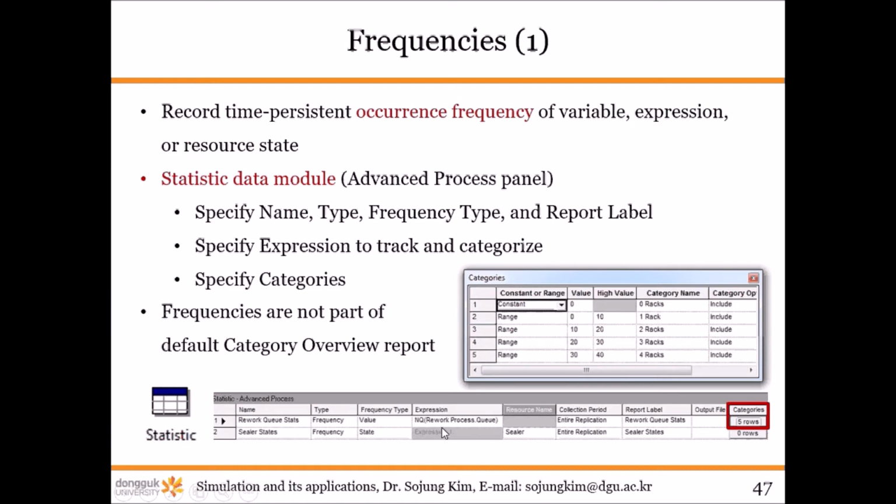Rework process queue dot q. So that's why. And then if you choose a category, you can specify the range. So start from 0, 0 to 10, 10 to 20, 20 to 30, 30 to 40, okay? Because each rework can have 10 items, right? So that's why. So 0 rework, 1 rework, 2 rework, 3 rework, 4 rework is the category name. And then based on this category, it will check the frequency, okay? So this statistic module will update the frequency.